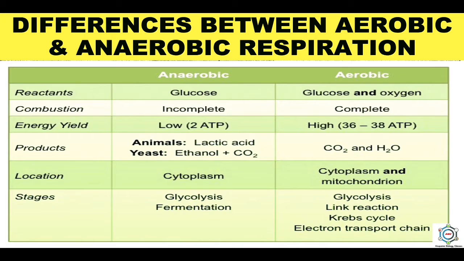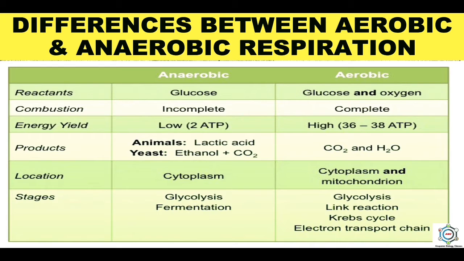The reactants in anaerobic respiration are glucose, while in aerobic respiration they are glucose and oxygen. If you talk about combustion, in anaerobic it is incomplete, while in aerobic it is complete. In case of energy yield, anaerobic has low energy yield, that is 2 ATP, while aerobic has high, that is 36 to 38 ATP. Products in anaerobic are lactic acid in animals and ethanol and carbon dioxide in yeast, while carbon dioxide and water are the end products of aerobic.